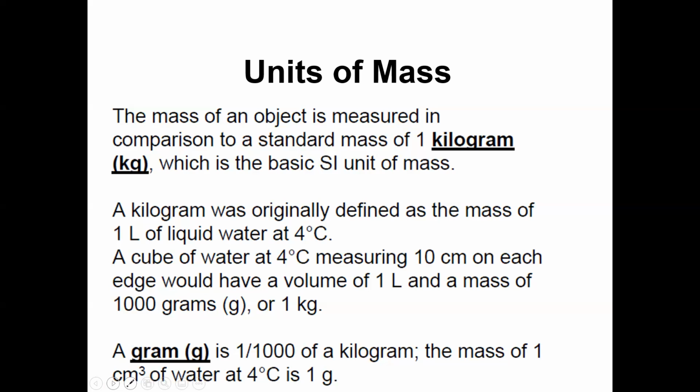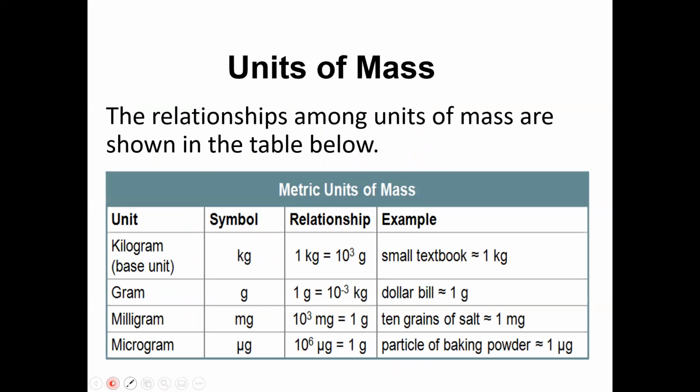So the gram is 1 divided by 1000 of a kilogram. The mass of 1 cubic centimeter of water at 4 centigrade is 1 gram. The relationships among units of mass are shown in the table below. So the kilogram: 1 kilogram equals 1000 grams.